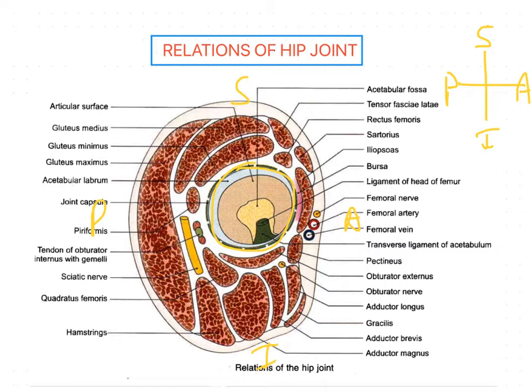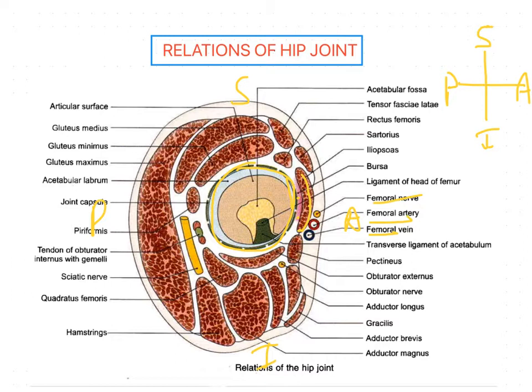Okay, so now first we will see the anterior relations. Anterior to the joint a bursa is present which is separating the tendon of iliopsoas. So anteriorly the joint is related first to the bursa and then the tendon of iliopsoas, and anterior to this it is related to the femoral vein, artery and nerve. These are the anterior relations.